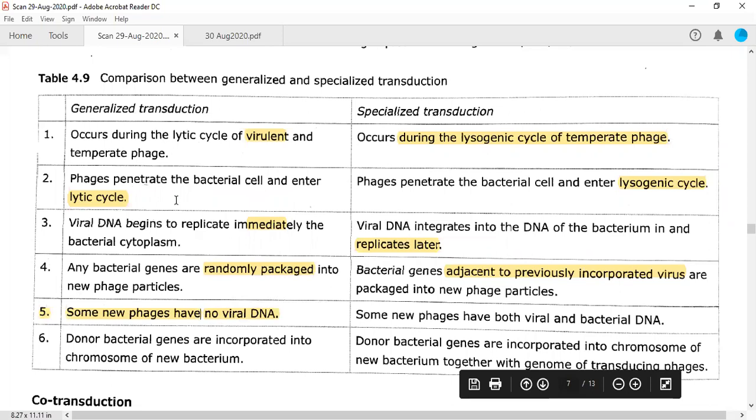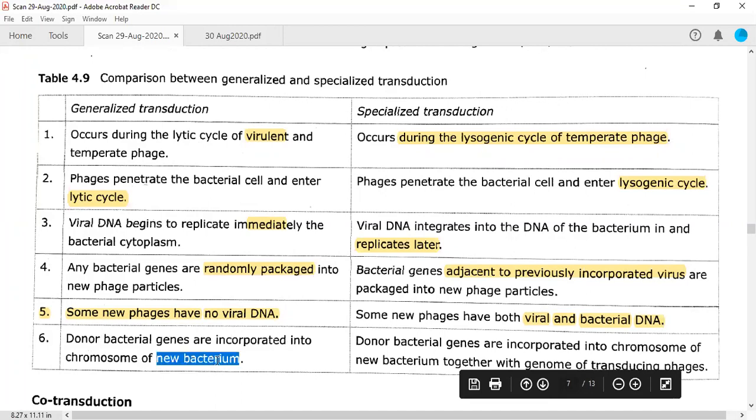So in generalized transduction, the double-stranded DNA is of bacterial origin, not from the viral DNA. But in specialized transduction, some new phages have both the viral and bacterial DNA. Therefore, we are giving the name lambda gal or lambda bio, because they are having both viral as well as bacterial DNA.